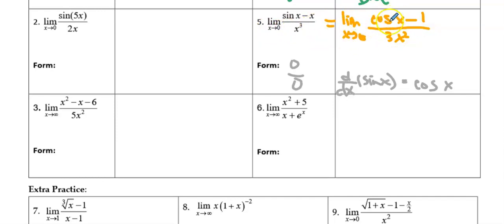Okay, 3x squared. And so we look at this problem and we say, okay, now let's plug in 0. We plug in 0 to cosine. Cosine of 0 is 1. 1 minus 1 is 0. So we have 0 again. And then we plug in 0 here, we get 0 as well. So we have to do it another time.